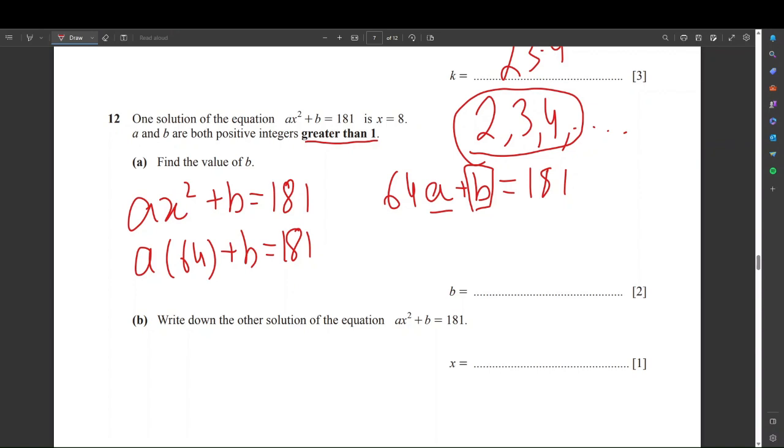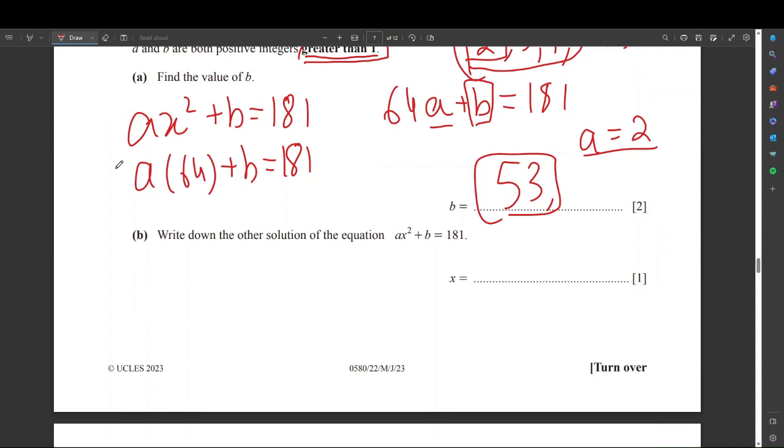64 into 3 is 192, which is greater than 181, which will mean that b has to be negative. And it is given over here that a and b are both greater than 1. So therefore, a has to be equal to 2. So if a is equal to 2, we get b equal to 181 minus 64 into 2, which is 128, 53. So b is equal to 53. And I can write over here a is equal to 2.